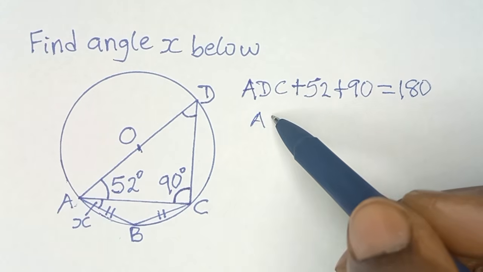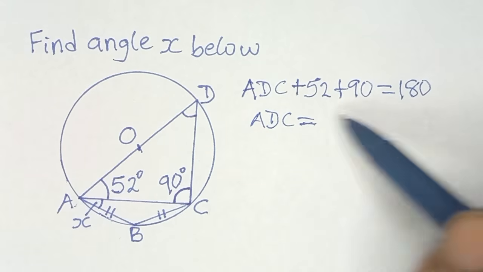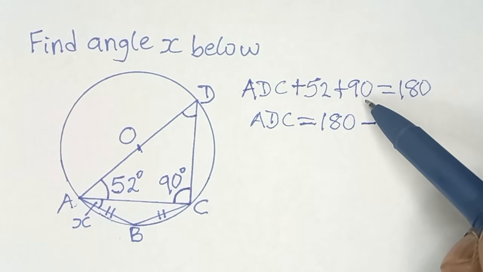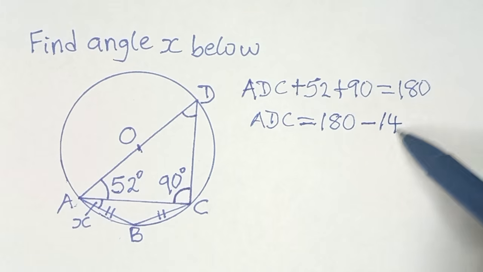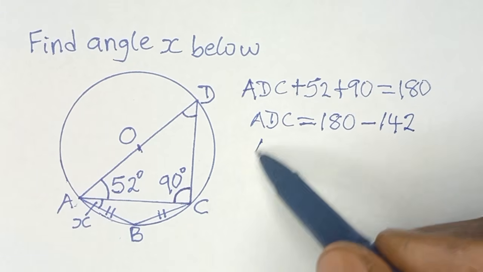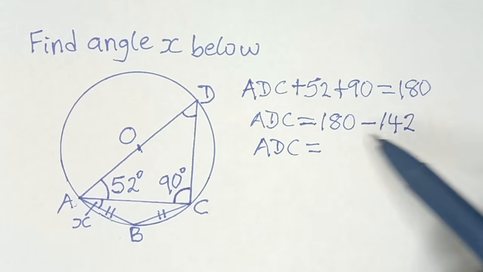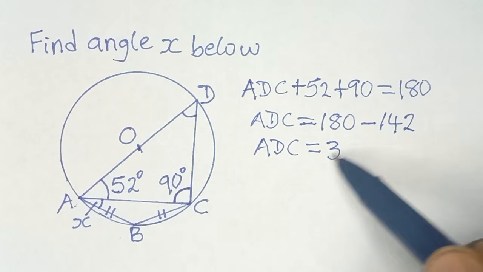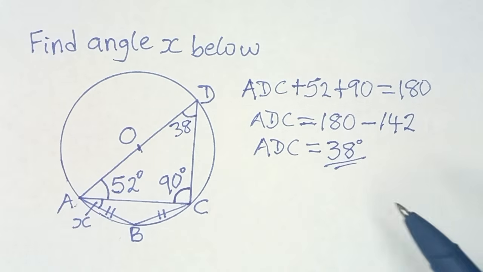So that angle ADC will be equal to 180, which is already on this side, 180 minus 52 plus 90 will give us 142. So when it comes to this side, it becomes minus 142. So finally, I have the value of angle ADC as equal to 180 minus 142, which will give us 38 degrees. So this angle now is 38 degrees.